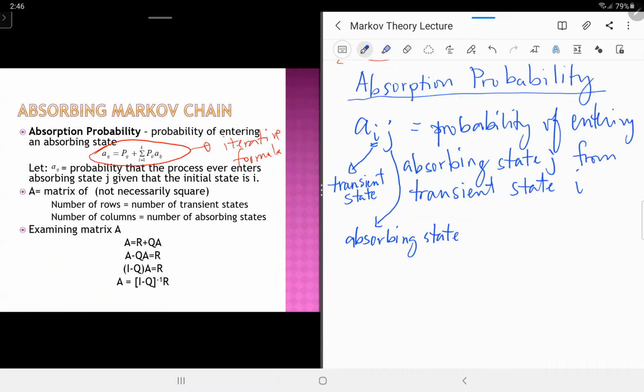So again, this small aij can actually be represented, or contained in matrix A, in the same way that small eij earlier was contained and calculated using matrix E, capital E. Okay? So again, it would be easier for us, rather than to deal with this iterative formula, to deal with matrix A. Okay? And matrix A is given by the formula R plus QA.